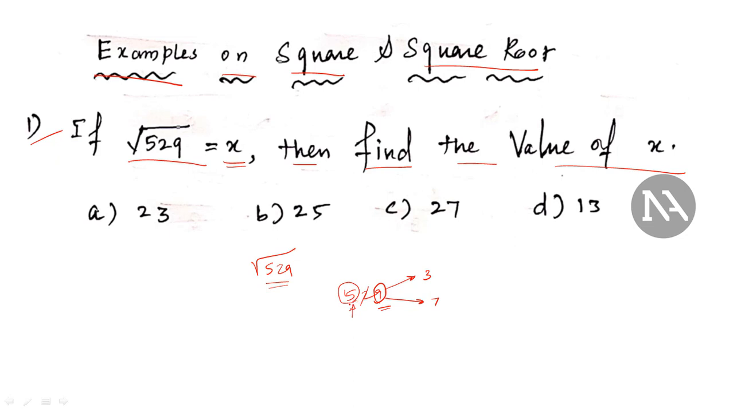It is not a perfect square of any number. 1 squared is 1, 2 squared is 4, 3 squared is 9. So here 2 squared is 4, which comes nearby 5. So I have to take 2, that is 23 or 27. So 529 is going to be the square of 23 or 27. So we have to find which one among these is the correct answer.